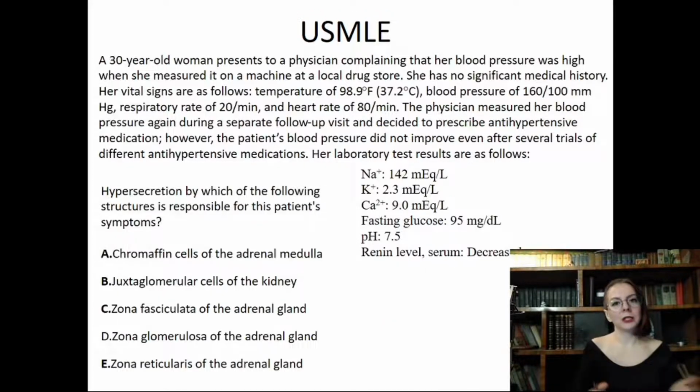And the next, much more complicated question, actually, maybe it has more clinical information, but I think that you'll cope if you think. So what is given in this task? A 30-year-old woman, relatively young. Her blood pressure was elevated, she's complaining her blood pressure was high. And blood pressure did not improve even after several trials of different antihypertensive medications. The question is, hypertension caused by which of the following structures is responsible for the patient's symptoms? So try to answer taking into account this information.